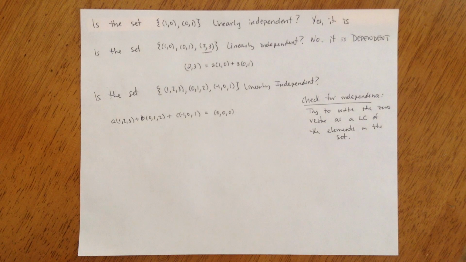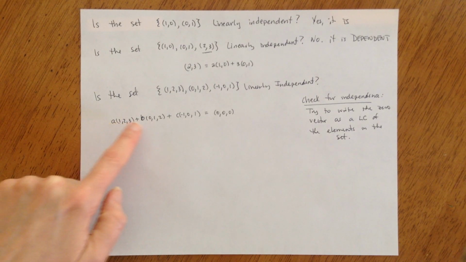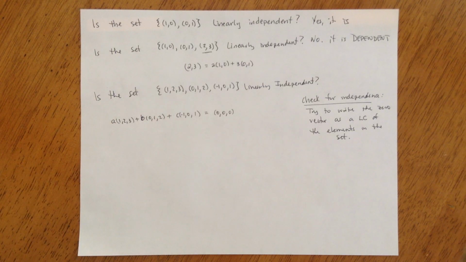But if that's the only way you can do it, if you must do it in that trivial way, then the set is independent. If you can find a non-trivial way, so some way to write this linear combination where at least one of these coefficients is not 0, then your set is dependent. So let's solve it this way.